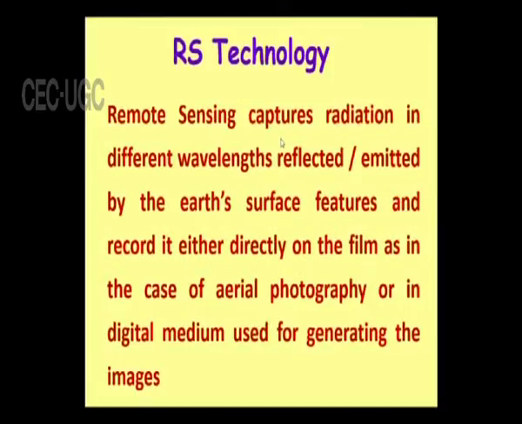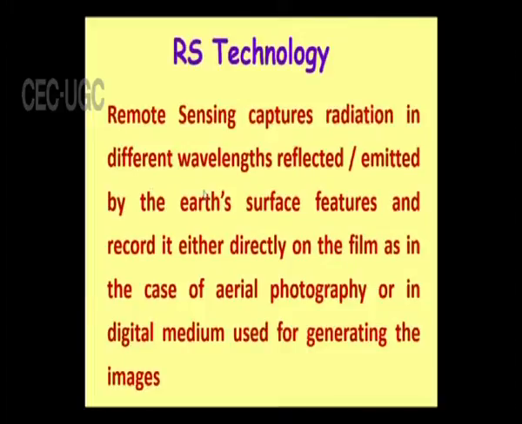In the previous episode already we had discussed about the remote sensing, and now let us see the definition of what it is. The remote sensing technology captures the radiation in different wavelengths reflected, emitted by the Earth's surface features and records it either directly on the film as in the case of aerial photography or in digital medium used for generating the images. See, you look at the definition. It captures the radiation in different wavelength.